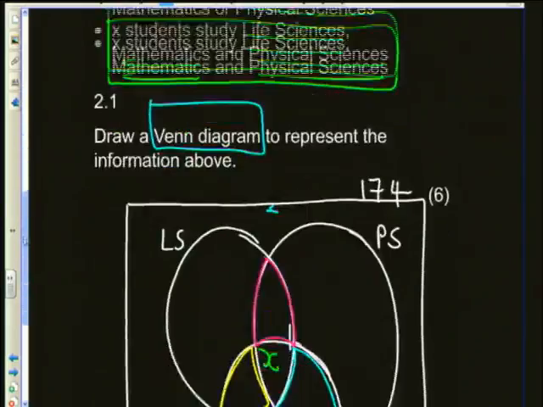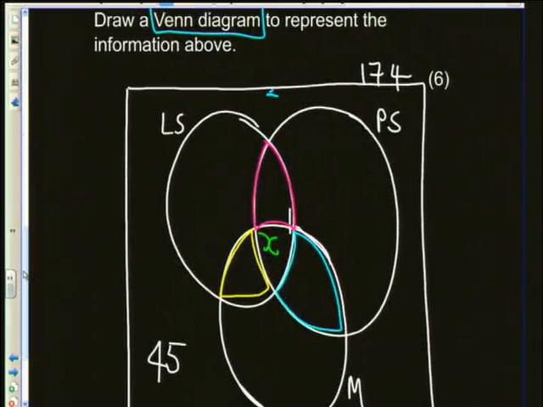Life science and maths, 29. So in here are my 29 that study those subjects. But I'm now including the X that are doing all 3. So how many should be written in the yellow? Okay, 29 is my total for the whole lot, but X already study all 3. So inside the yellow, I'm taking away the ones that study also the physical science and life science and maths. So inside the yellow, I only now have the ones that are studying both those subjects.